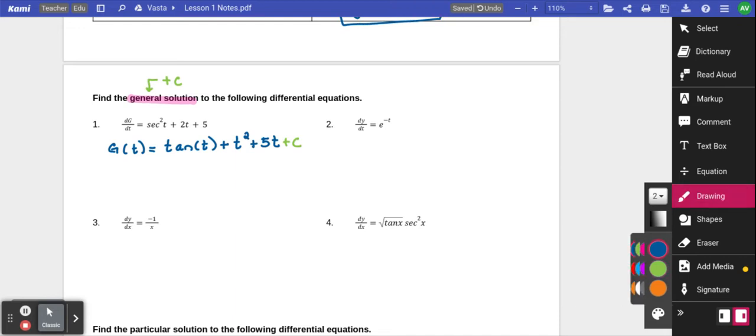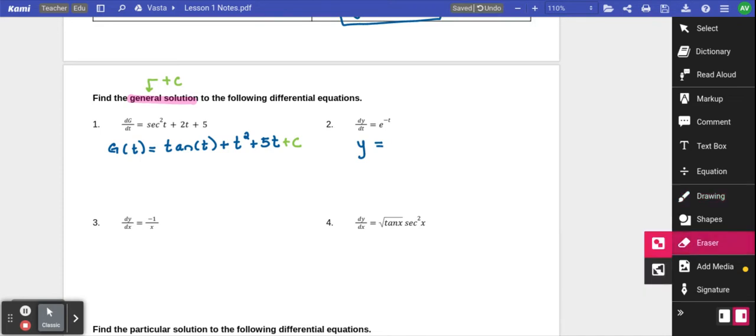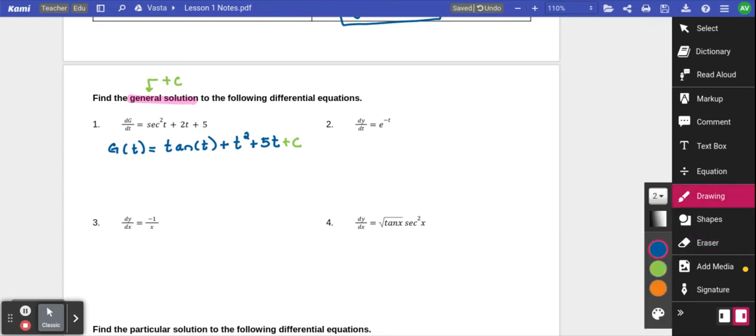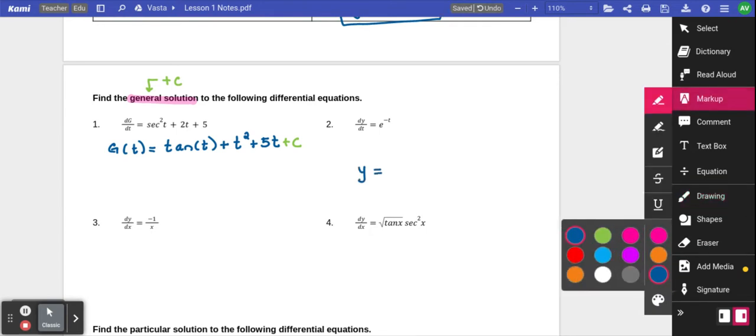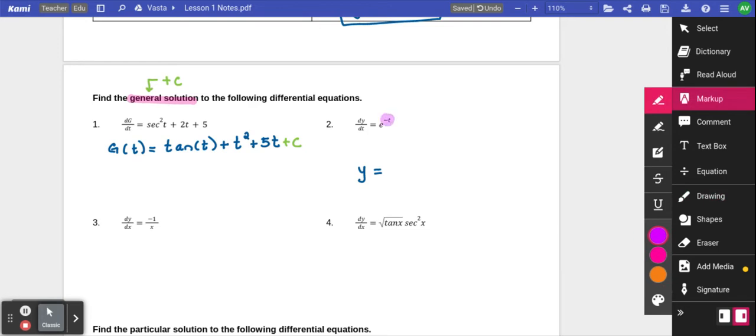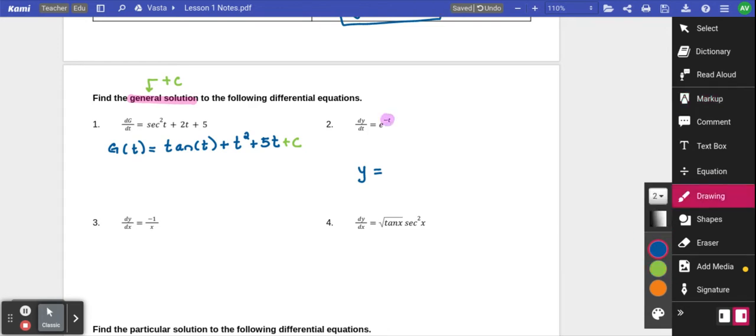In the next example, if I know dy over dt is e to the negative t power, I know my original equation would be y of t equals. Now in this example, I would have had to use chain rule. So actually, let me erase this and scoot it down because I need a little bit of extra space here. When I took this derivative, I would have been using chain rule because of that negative. So to undo chain rule, what we learned is that we have to divide by the derivative of the inside, which in this case is -1.